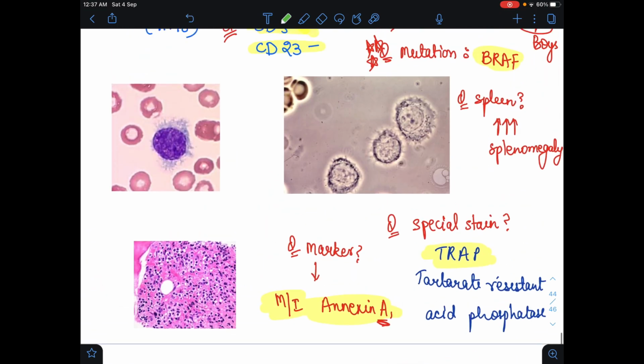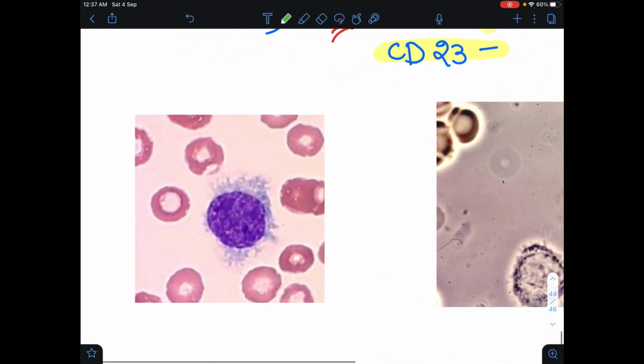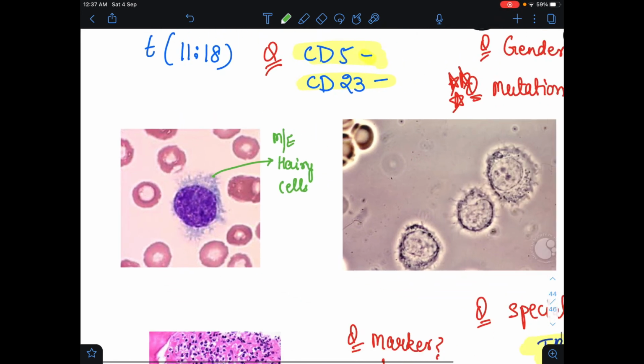Now let's move to the images. Here we see hairy cells, with hair-like projections coming out from the cell. So on the microscopic image we see the hairy cells. Hairy cells were seen on the microscopic image.